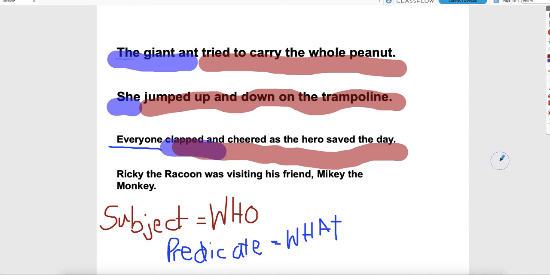Ricky is visiting. What's the subject in that sentence? Ricky the raccoon was visiting his friend Mikey the monkey. What's the subject? Ricky the raccoon is the subject in that sentence. And the predicate in that sentence is what, Jamie? Was visiting his friend Mikey the monkey. Right, very good. All of those words. Was visiting his friend Mikey the monkey.